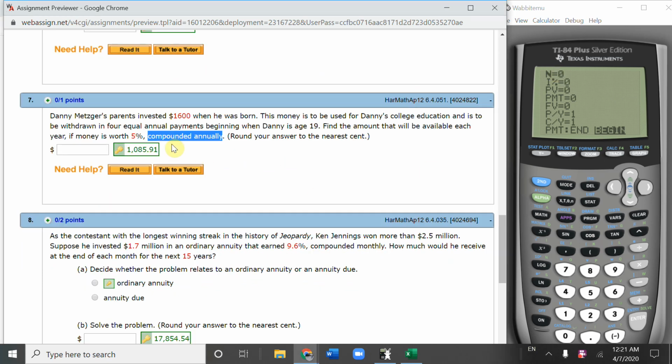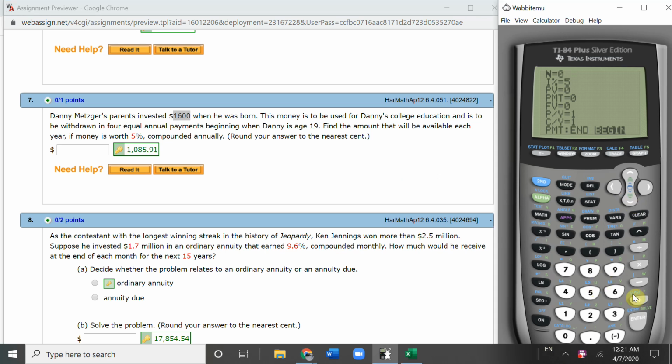Okay. Number 7 is compounded annually. First, since he was born, parents invested 1,600. So his present value is negative 1,600. Why negative? Because a deposit is out of pocket, and later you get the money back. 19 years later, what's the future value? Cover the 0, alpha, enter. So now he's 19 years old. So this becomes the present value.